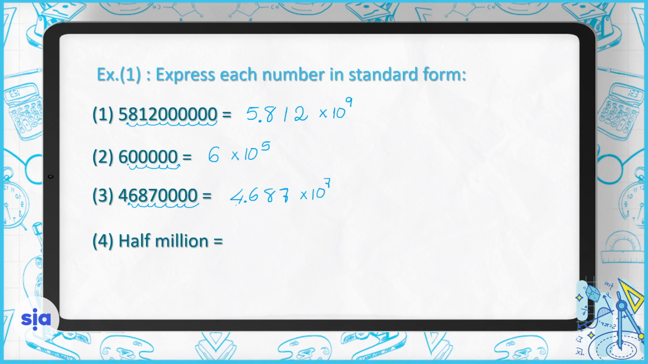Half a million, you know that half a million is 500,000, which is 5 times 10 to the power of, how many zeros are these? 1, 2, 3, 4, 5. So 10 to the power of 5.